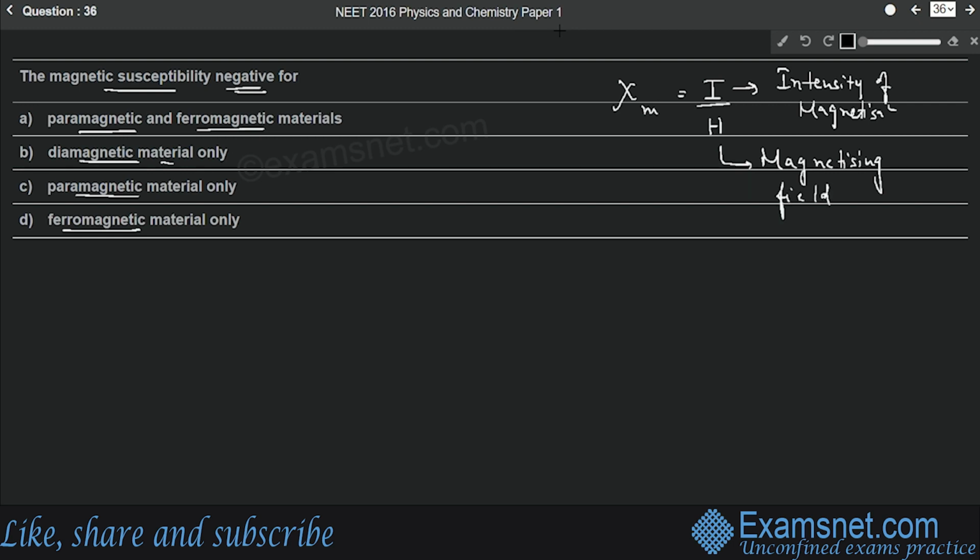So we know that this magnetic susceptibility is negative only for diamagnetic material. Okay. For diamagnetic material it is negative, whereas for others it is positive. So for paramagnetic it is positive, but the value is small. Okay. But small. Whereas for ferromagnetic it is positive but large value. Okay. So here the question was asked about the negative, so it will be diamagnetic only. Option B will be the correct answer.